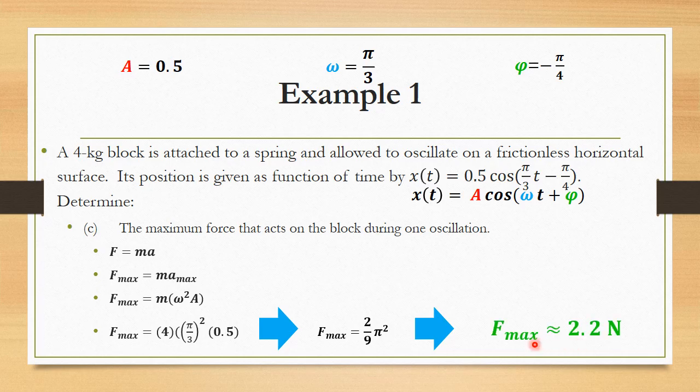That means, literally, and this subscript is so important here, the force the spring exerts at its greatest magnitude is 2.2 newtons. That happens when the displacement from equilibrium, the amplitude, has been achieved. At every other time, the force is something smaller.